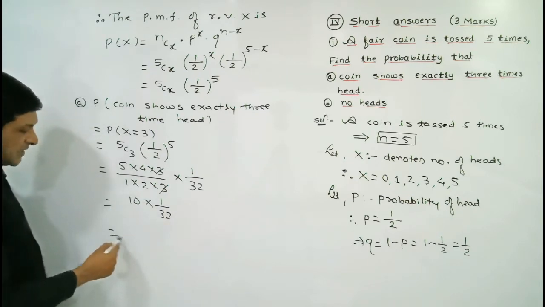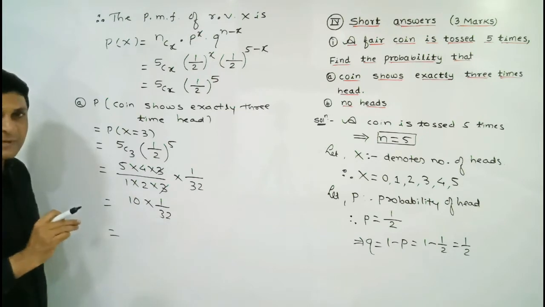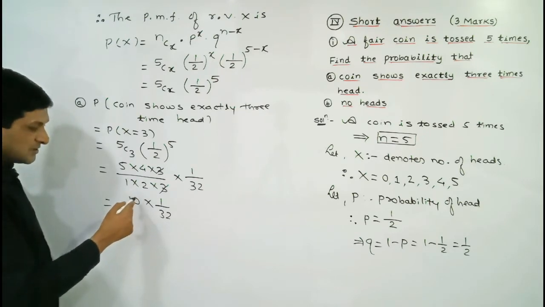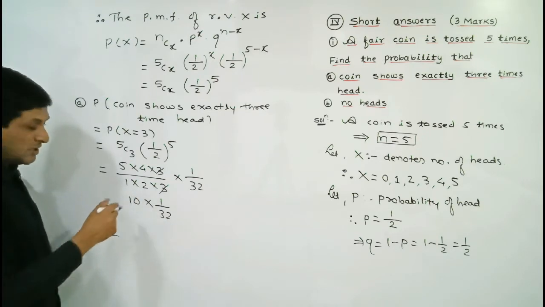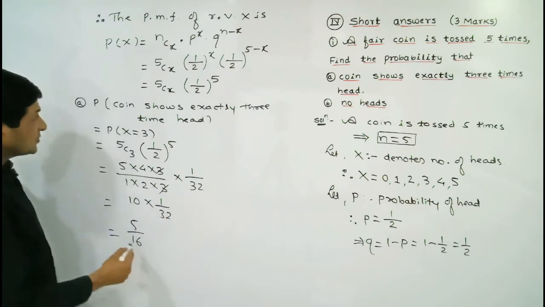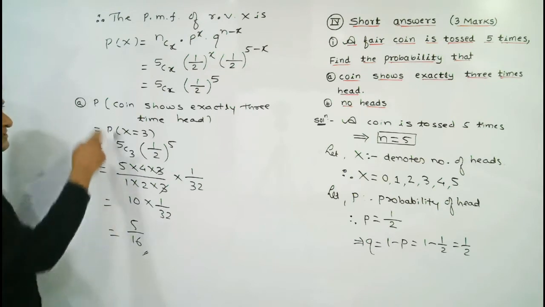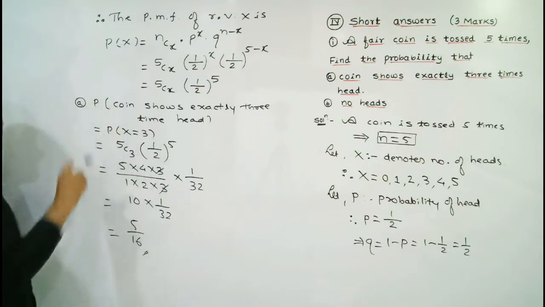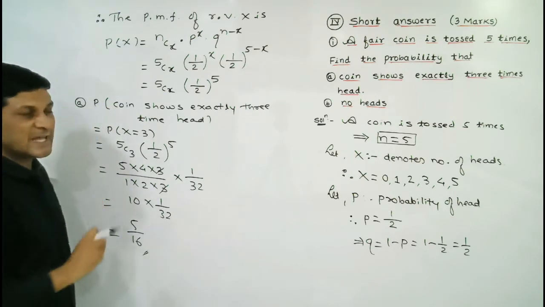Here we can easily observe that both the numbers are divisible by 5, and both the numbers are divisible by 2. 2 fives are 10, and here 2 sixteens are 32. In this way we have got our first required value, the probability that the coin shows exactly 3 heads.